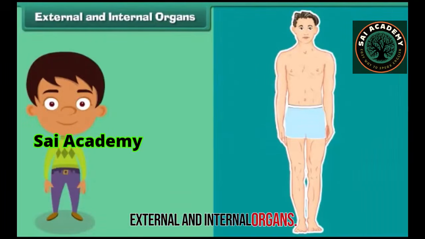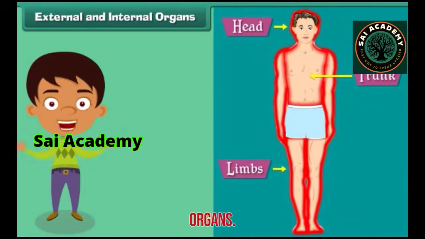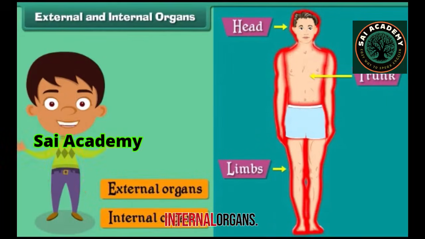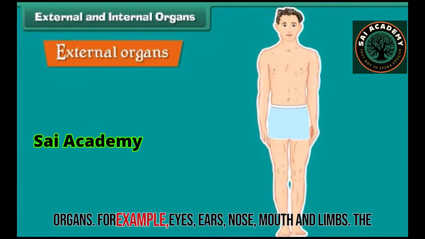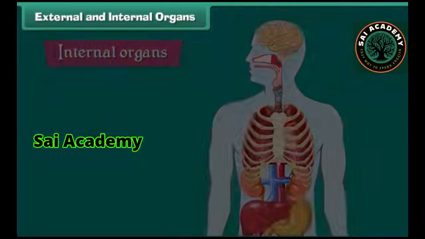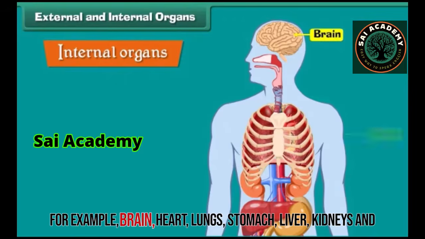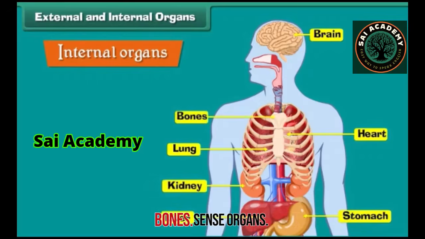External and internal organs. Each of the three main parts of the human body bears many organs. These organs may be classified as external organs and internal organs. The organs that can be seen from outside are called external organs. For example, eyes, ears, nose, mouth and limbs. The organs that cannot be seen from outside are called internal organs. For example, brain, heart, lungs, stomach, liver, kidneys and bones.